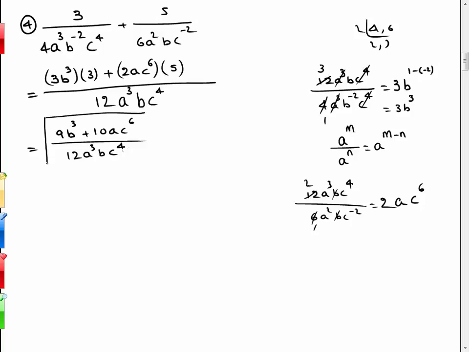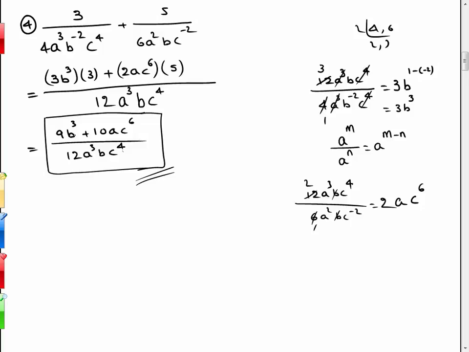Let me point out something very interesting and very important. I have had many students who make this mistake at this stage. That is, they want to cancel this. Hey, I see a b cube here and a b here. Can I cancel them or reduce that to b square? No. You cannot do that.